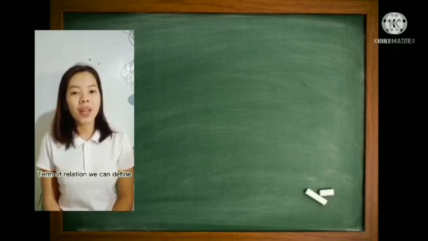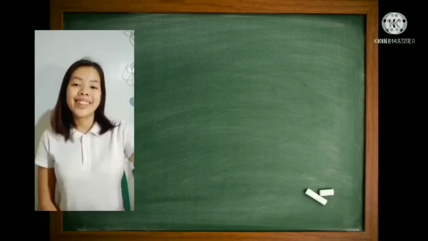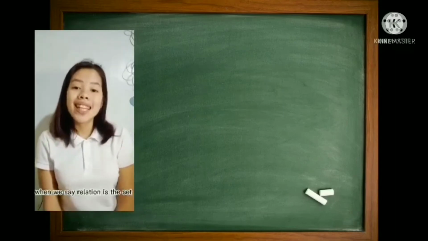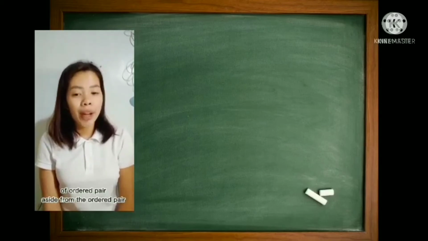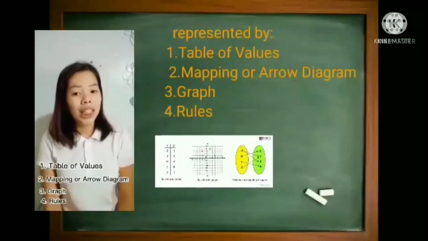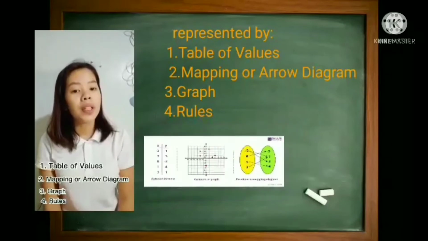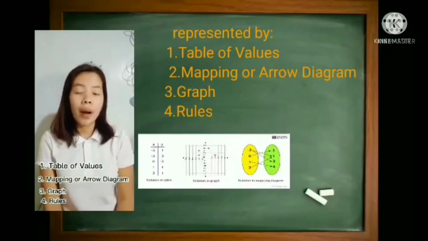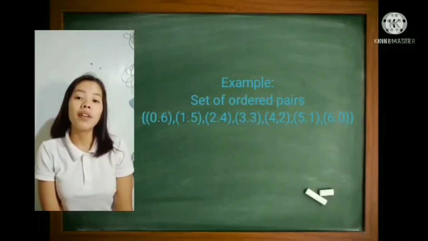In terms of relation, we can define the types as one-to-one, one-to-many, many-to-one, and many-to-many. So, when we say a relation is a set of ordered pairs, aside from ordered pairs, a relation can be represented by: number 1, table of values; number 2, mapping or arrow diagram; number 3, graphing; number 4, rule. Example of a set of ordered pairs.